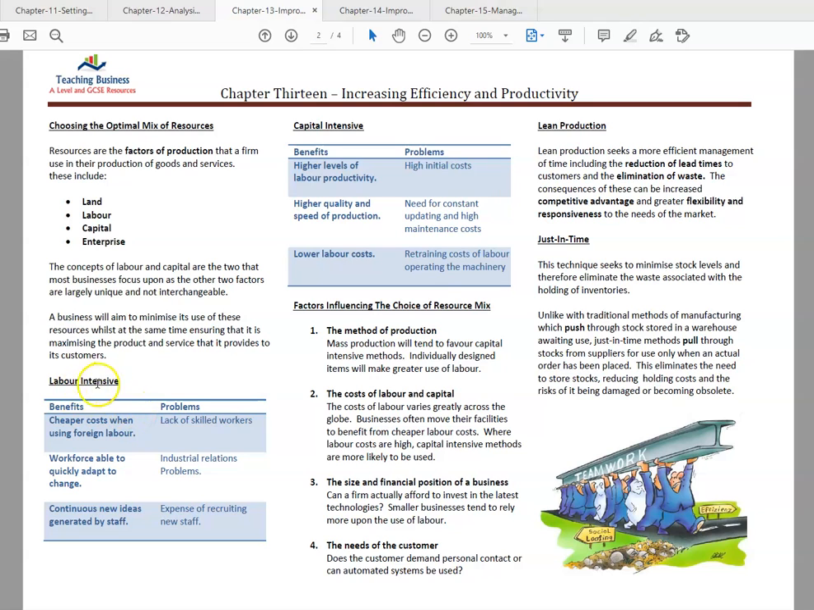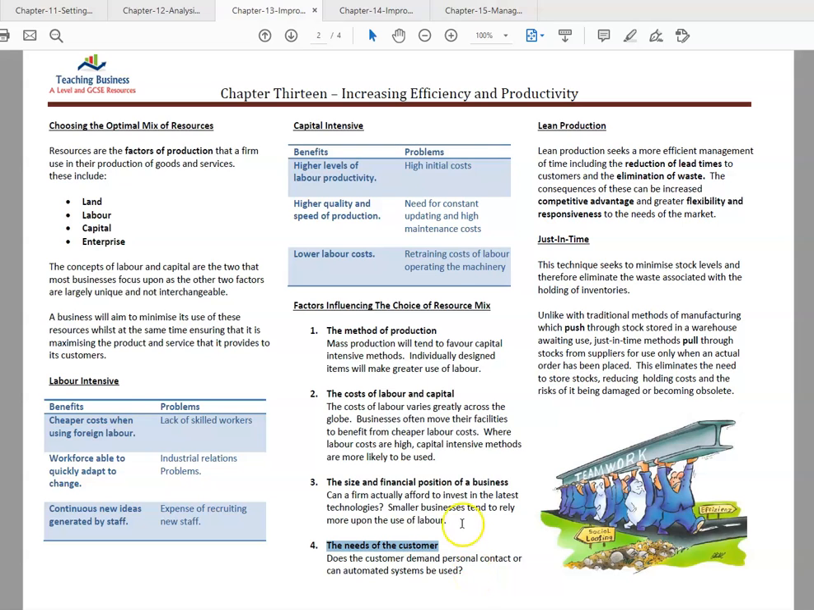And here we have a list of the benefits and the problems of labour and capital intensive areas of work. Then we have to decide, we're looking at our optimal mix of resources, and there are factors that will affect how we decide to work. For example, if we are very flexible and work at the needs of the customer, we may have to be very labour intensive because we have to change what we produce quickly.